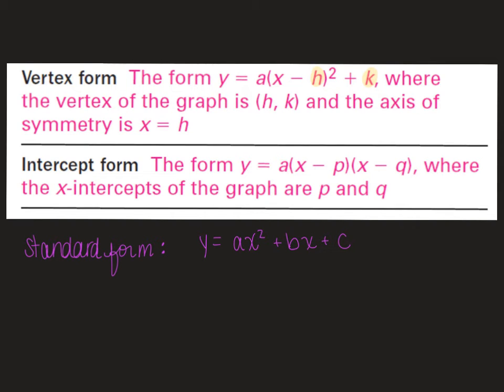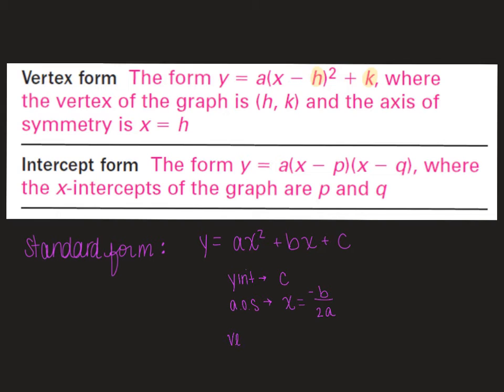When you're looking at standard form, we can also find our y-intercept. When you have a problem in standard form, the y-intercept is going to be c. You can find your axis of symmetry, which we shorten to AOS, and you would write it as x equals negative b over 2a, and you just plug in your values for a and b.